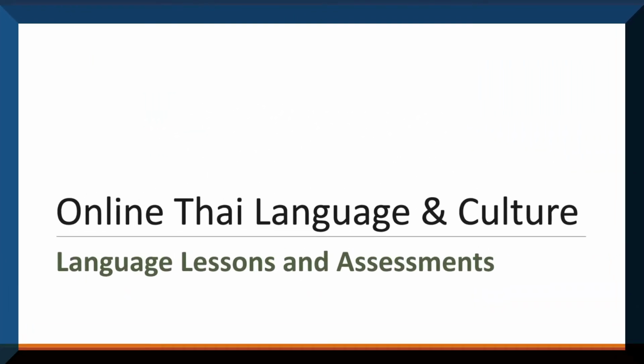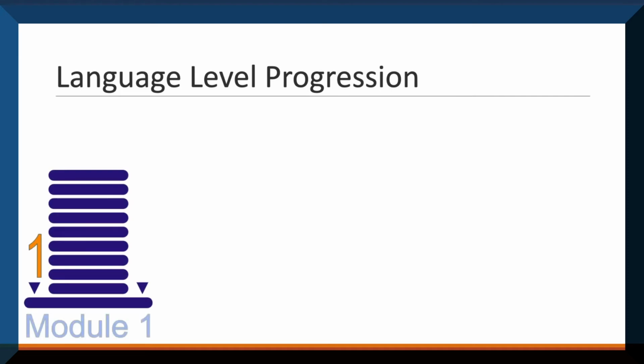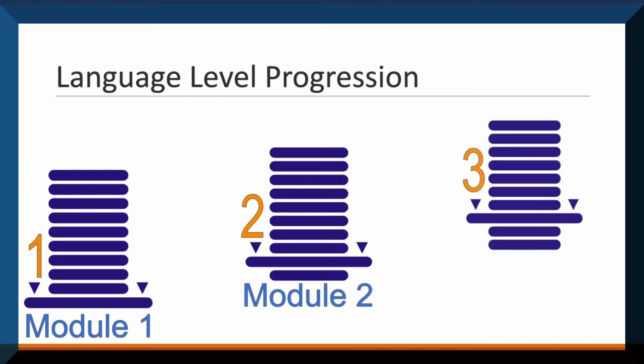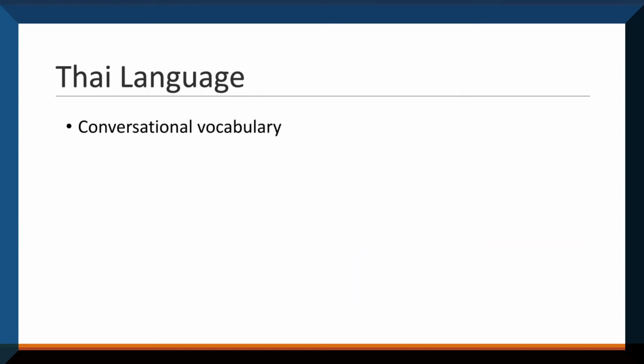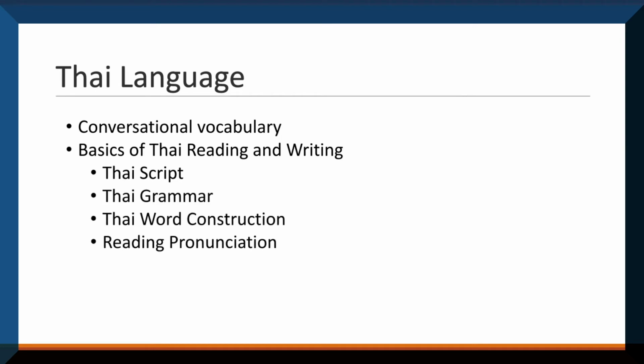Now, let's take a look at the Thai language portion of the course, which we'll be conducting our study during semester 1. Now, the Thai language part of our course is divided into 4 different levels, and the first level will study Module 1. The second level studies Module 2, and the third level will be studying Module 3. During the course of our study, the topics that we'll be taking a look at in the Thai language are conversational vocabulary and the basics of Thai reading and writing. These consist of Thai script, Thai grammar, Thai word construction, and reading pronunciation.